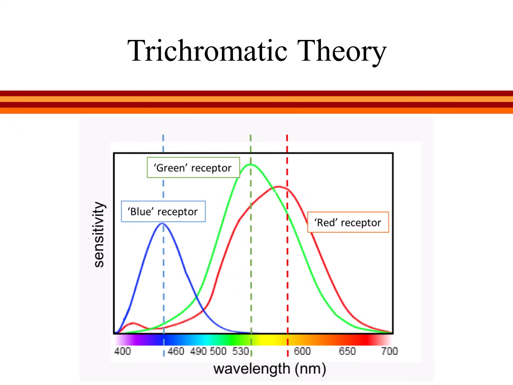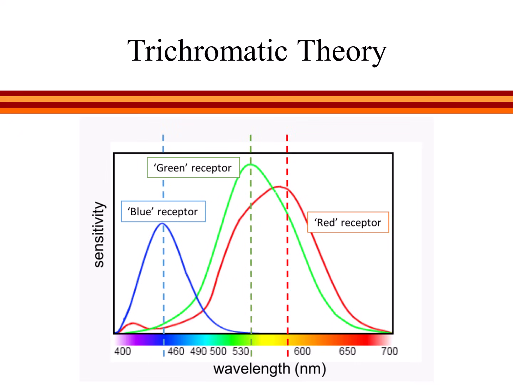The trichromatic theory proposes that different cone cells are specialized to detect light at only certain wavelengths. Specifically, this theory proposes the existence of three different cone cells: one type of cone cell that only fires at shorter wavelengths, that is, in the blue range; another type of cone cell that only fires at middle wavelengths, that is, in the green range; and a third type that only fires at longer wavelengths, that is, in the red range.